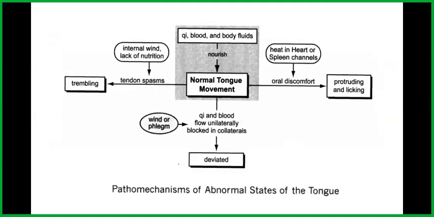So here is a diagram of the pathomechanism of normal states of the tongue. When the qi, blood, and body fluids nourish the tongue, there is normal movement. When there's internal wind and lack of nutrition, the tendon spasms and the tongue will start to tremble. And when there's heat in the heart or spleen channels, there will be oral discomfort and the tongue will be protruding and licking. And when there's wind or phlegm, the qi and blood will flow unilaterally blocked in the collaterals, so the tongue will become deviated.